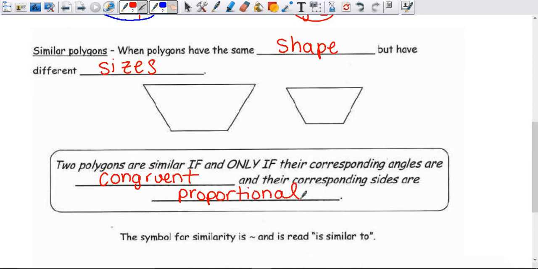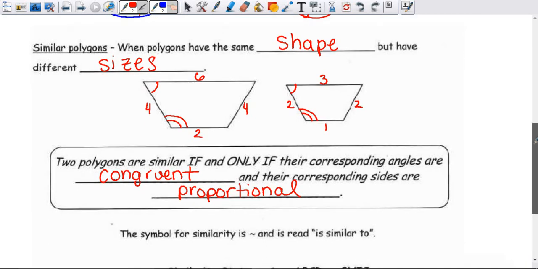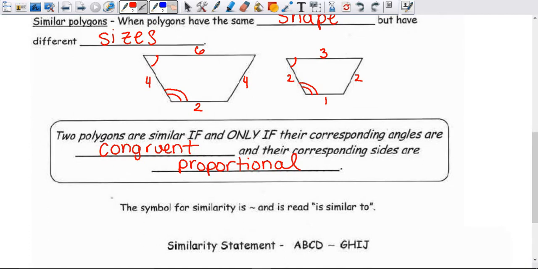So for instance, say if this one, that side was 1 and this larger figure was twice as big, this one would be 2. And say if these little ones were each 2, this would be 4. And if this one was 3, this one would be 6, because we're just doubling everything. And then each angle would be congruent, and so on around the shape. Okay, the angles are congruent, sides are proportional for similar figures. That's the difference between similar and congruent.